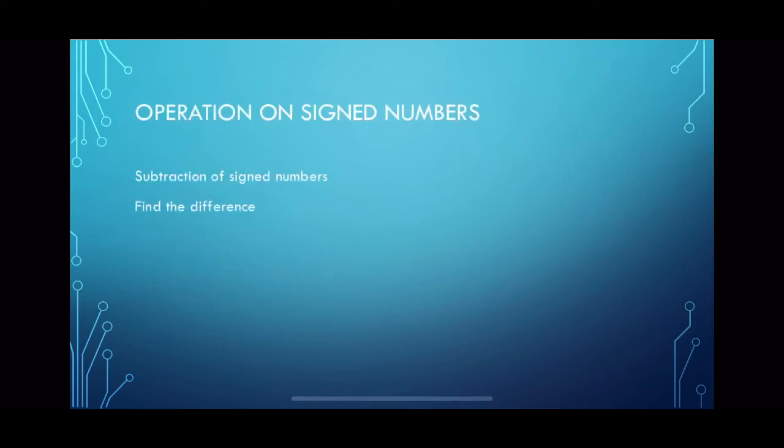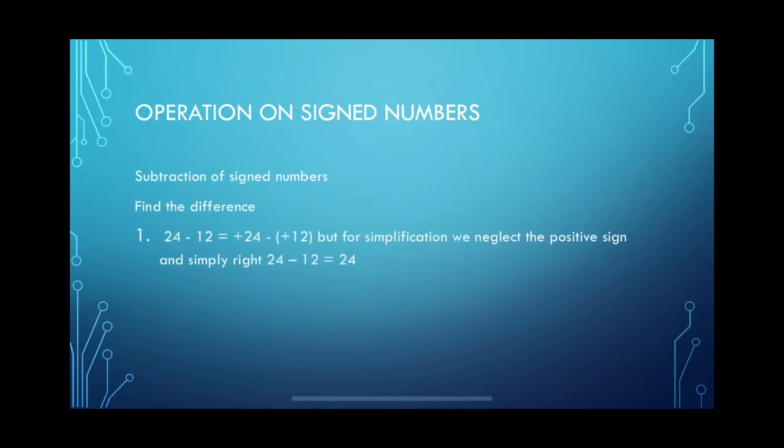Subtraction of signed numbers. We have this example: 24 minus 12 is actually written as positive 24 minus positive 12. But for simplification, we neglect the positive sign and simply write 24 minus 12, which is equal to 12. For number 2, we have 33 minus 11 is equal to 22. For number 3, we have 100 minus 83 is equal to 17.